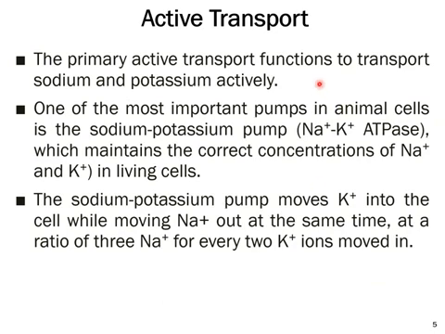Primary active transport functions to transport sodium and potassium actively. Actively means against the concentration gradient, with the use of energy. One of the most important pumps in animal cells is the sodium-potassium pump. There is a pump in all animal cells called the sodium-potassium pump, also named sodium-potassium ATPase, which maintains the correct concentrations of sodium and potassium in living cells. So what is the function of that pump? It maintains the correct concentration of these ions in the living cell. If the concentration of sodium becomes higher in the cell, it is transported outside the cell using these sodium-potassium pumps.